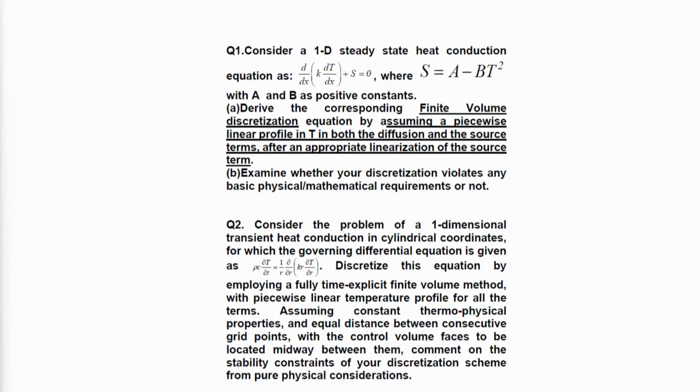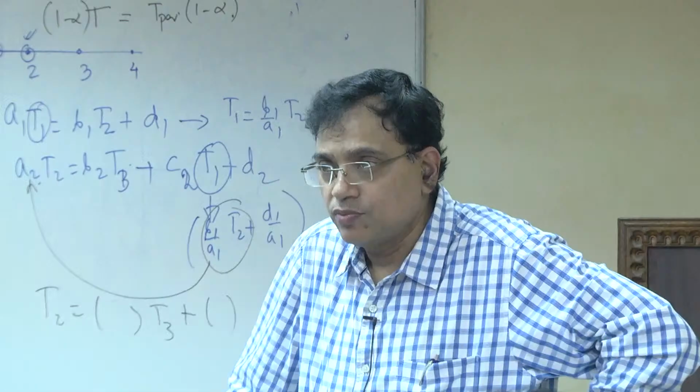and write the final discrete equations and examine whether your discretization violates one of those 4 basic rules or satisfies them. So this is number 1, and the second problem is the same unsteady problem but in a cylindrical coordinate system. So you discretize and develop the finite volume method.